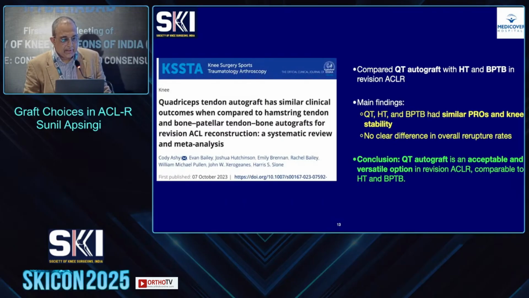In this study published recently, they evaluated the outcomes of a quadriceps tendon graft and compared it with hamstrings and bone patellar tendon graft. Quadriceps tendon graft, as we all know, is a pretty robust graft and you can get a good thickness graft. And there is no difference between re-rupture rates between quadriceps tendon and bone patellar tendon. So they have said that quadriceps tendon is a very good alternative for revision ACL-R.